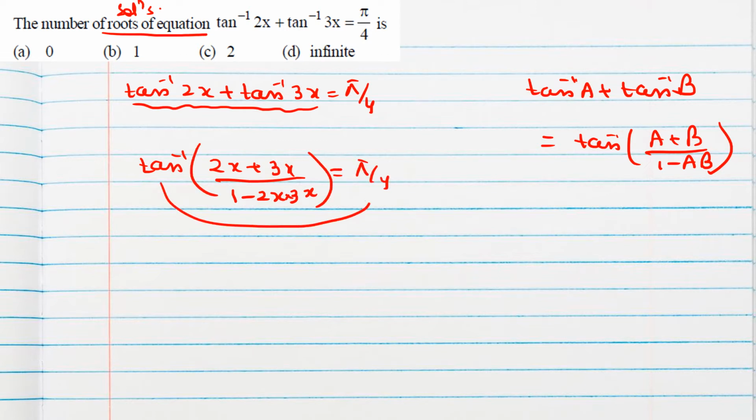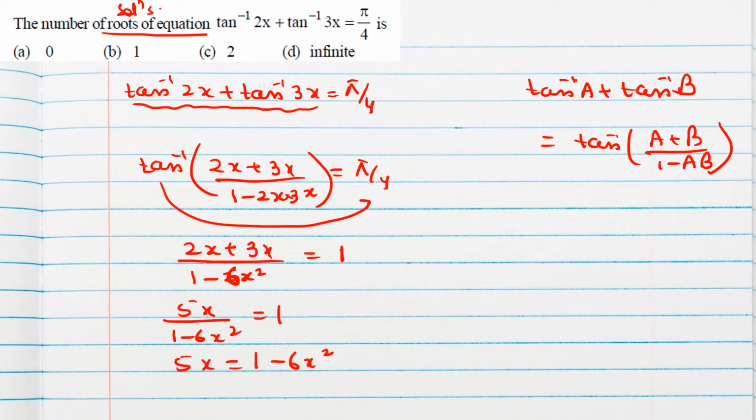Now this tan if we shift here, 2x plus 3x divided by 1 minus 6x square. Shifting means applying tan both sides. So by using the property, tan and tan inverse will get cancelled, and tan pi by 4 we will get, which will be 1. So 5x divided by 1 minus 6x square equal to 1. So 5x equal to 1 minus 6x square. Rearrange the terms, so we will get 6x square plus 5x minus 1 equal to 0.